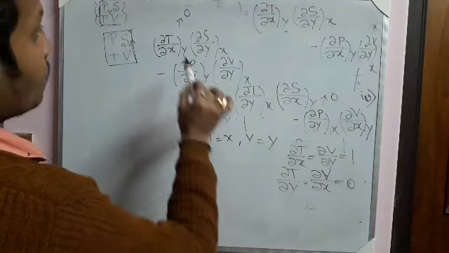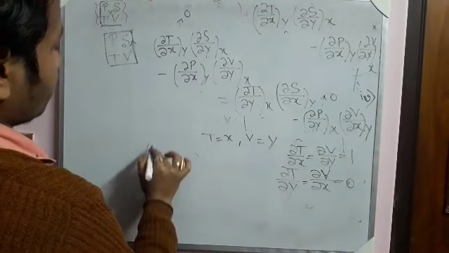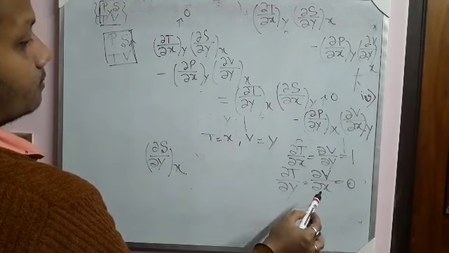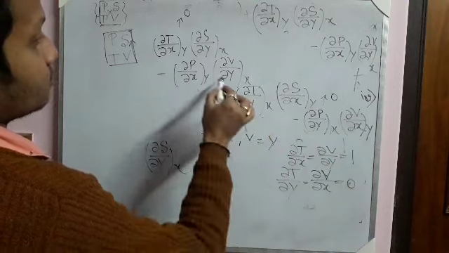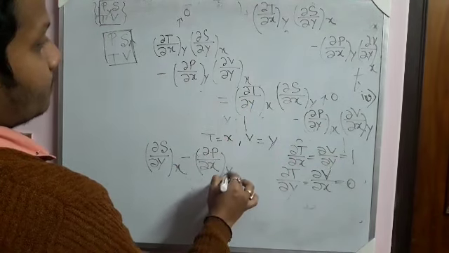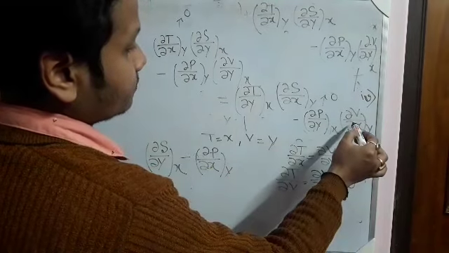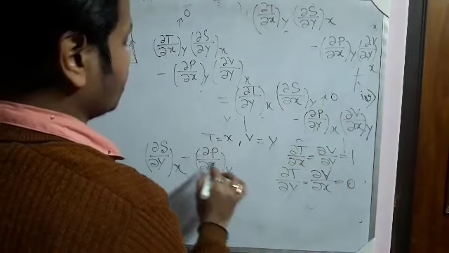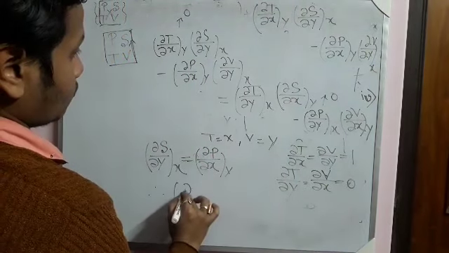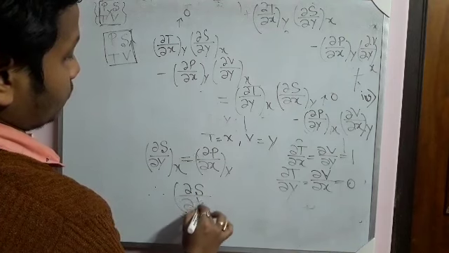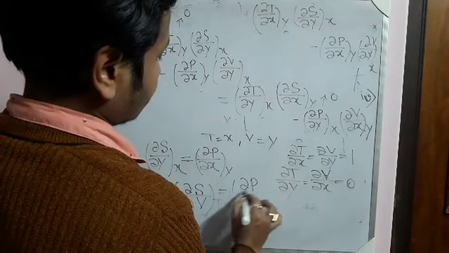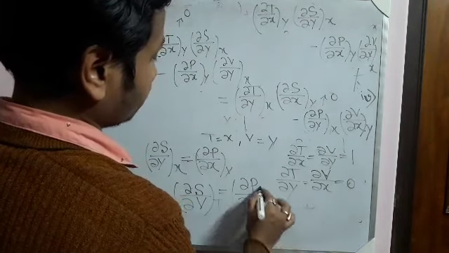So ∂T/∂X is 1, that means this term is 1. So there remains ∂S/∂Y, and ∂V/∂Y is 1, that means this term is only effective, ∂P/∂X equal to Y, and ∂V/∂X 0 means this term is 0, and ∂T/∂Y 0 means right hand side is 0. So this minus this equals 0, that means this equals this. So what will be my Y? My Y will be V, and what will be my X? That is T. Okay, and ∂P/∂X, that is (∂P/∂T)_V.